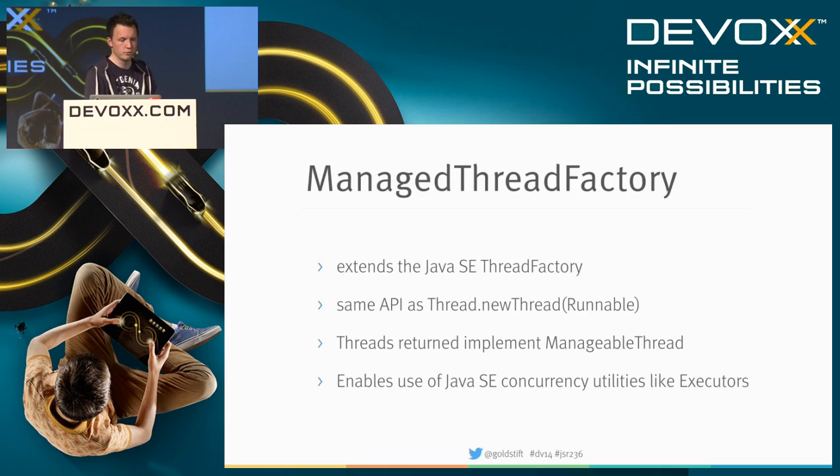And the ManagedThreadFactory is actually extended from the Java SE thread factory. It has the same API as newThread, so this newThread method is available. The difference is that the thread returned by newThread is a so-called ManageableThread. That means that it has a new method, and this method is called isShutdown. We will get to this in a second. Unfortunately, everyone who has done concurrency in Java SE before knows the isInterrupted method, and this method is not available anymore. But as I said, we'll get to that in a second.